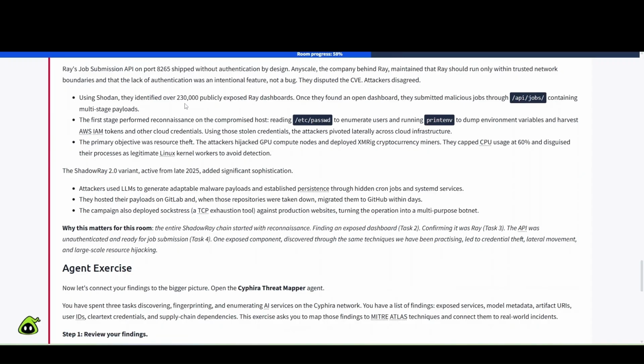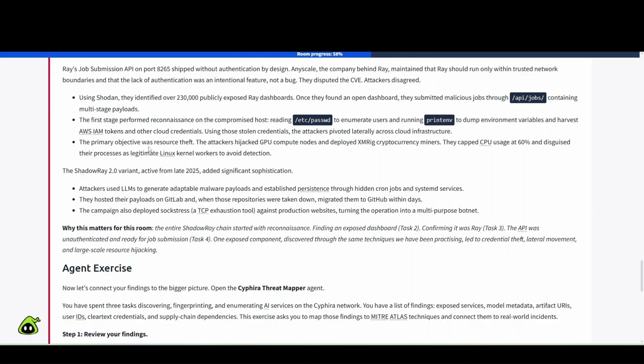Attackers disagreed. Using Shodan, they identified over 230,000 publicly exposed Ray dashboards. Once they found an open dashboard, they submitted malicious jobs through the API containing multi-stage payloads. The first stage performed reconnaissance on the compromised host, reading /etc/passwd to enumerate users, running printenv to dump environment variables, and harvesting AWS IAM tokens and other cloud credentials. Using those stolen credentials, the attackers pivoted laterally across cloud infrastructure.